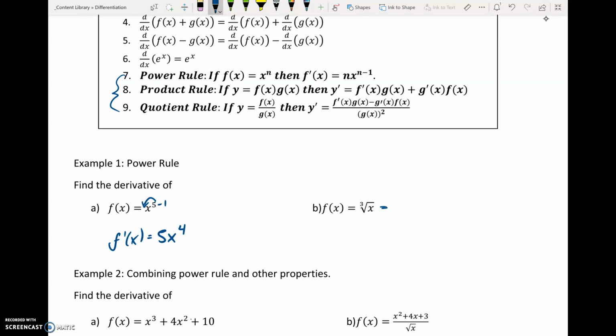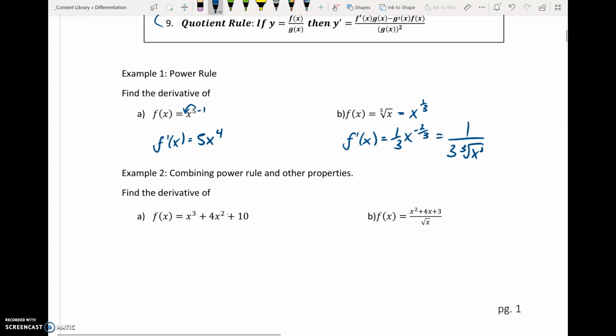For b, I'm going to change this cube root of x to x to the power of a third. This should be a review from pre-cal. Then we're going to take the derivative of f of x. So I'm going to bring this 1 over 3 to the front using my power rule, and then subtract 1 from the exponent. So 1 over 3 minus 1 is negative 2 over 3. You can leave it like this, or you can change this so that our x to the power of negative 2 over 3 is in the denominator. So x to the power of negative 2 over 3 is the same thing as saying the cube root of x squared, and that would be under 1.